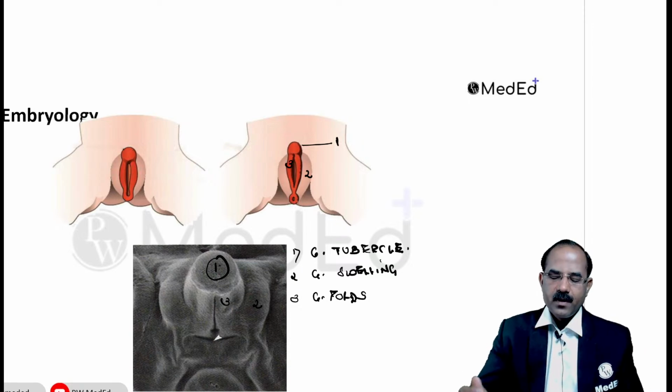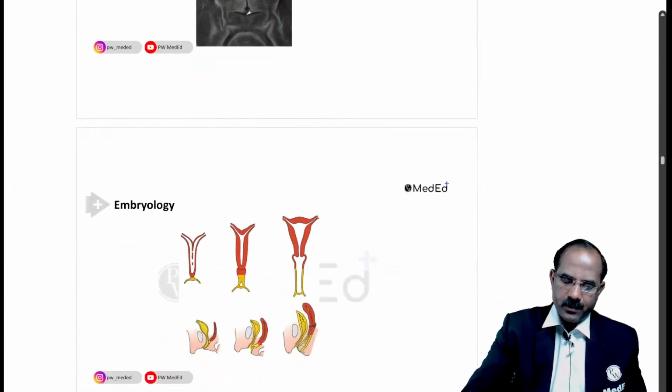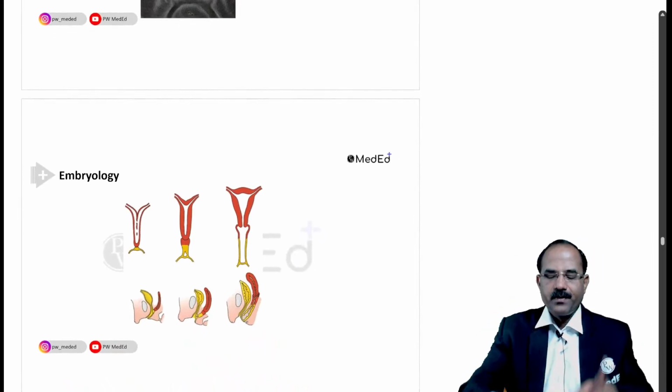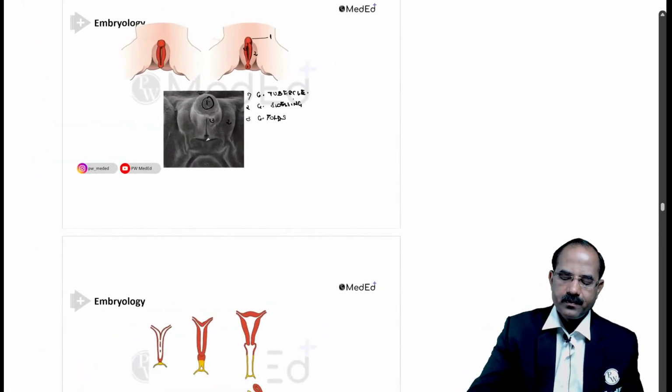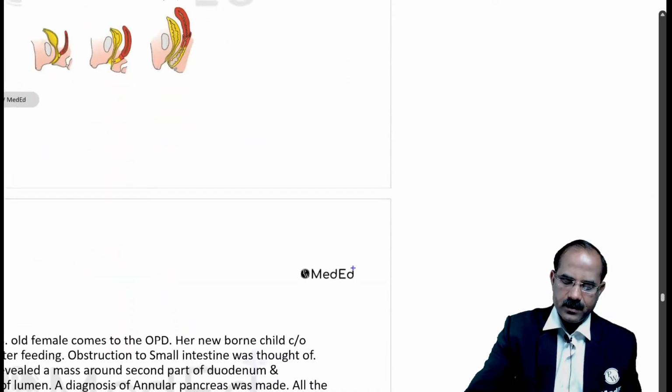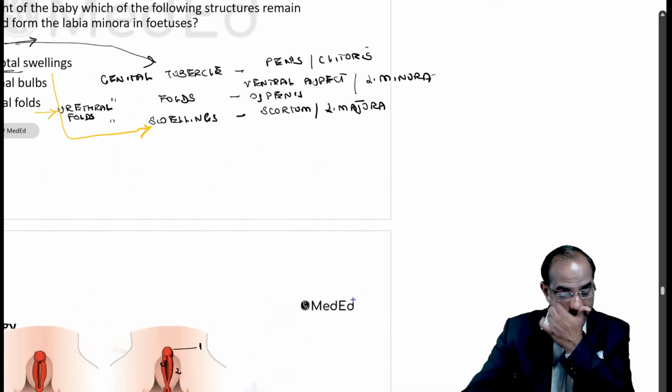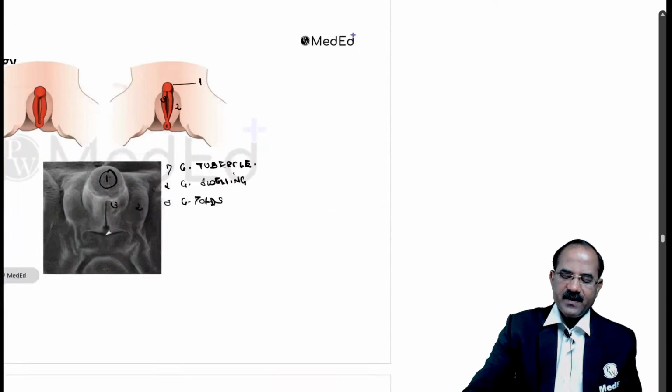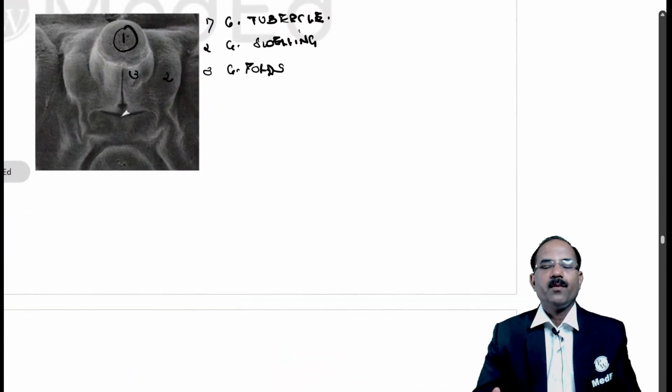Fine. Right. Now you tell me, students, what is this? I'll just write this down for you. A blank slide. Okay. Now, how does the vagina form?